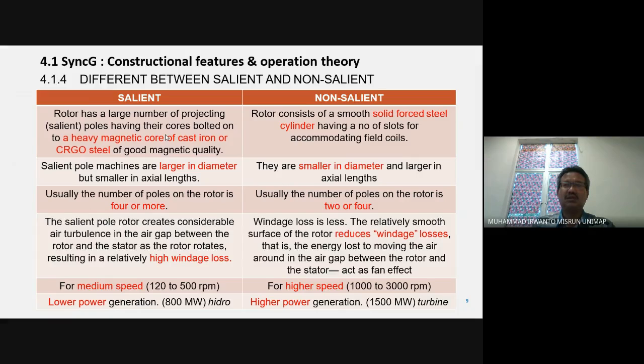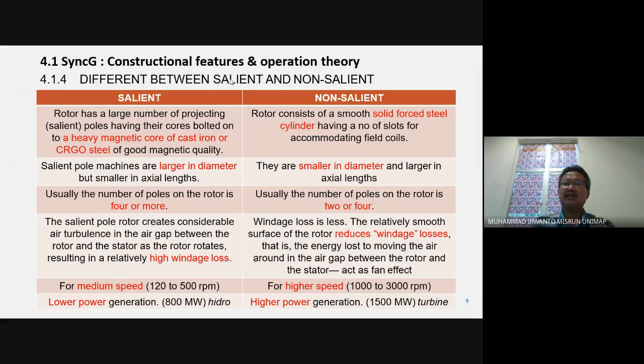If we want to increase the number of poles, the number of salient poles has to be increased also. Now, when we increase the number of poles, the diameter of the rotor will be increased.